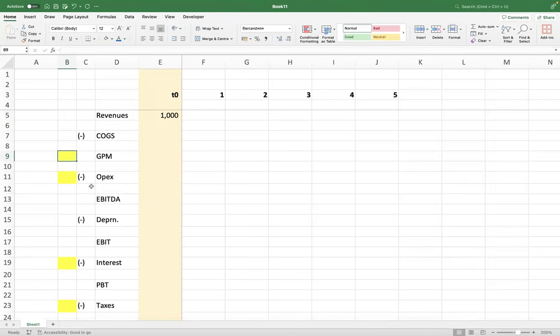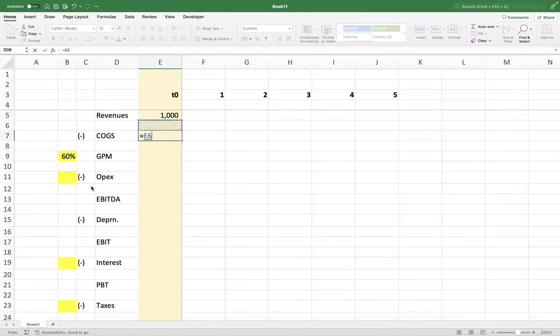The gross profit margin is given to be as 60%, which means my COGS will be revenues into 1 minus 60%, which is 400. That will yield my gross profit to be 600 CR.